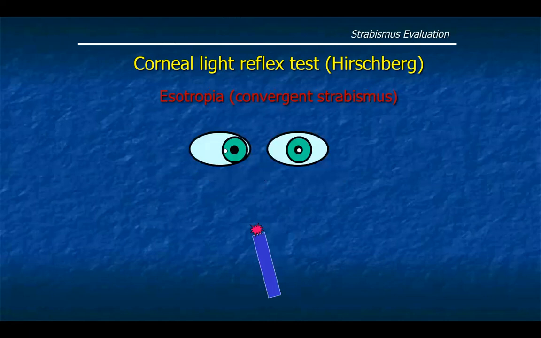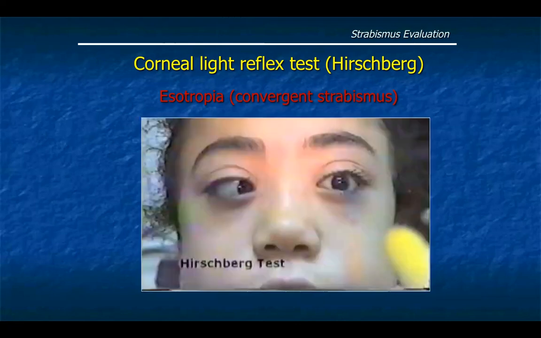If the light reflex falls on the center of the pupil in one eye, but on the temporal part of the cornea in the other eye, this means the patient has esotropia or manifest convergent strabismus. As in this girl, the light reflex in the left eye is in the center of the pupil, in the right eye it's on the temporal limbus.